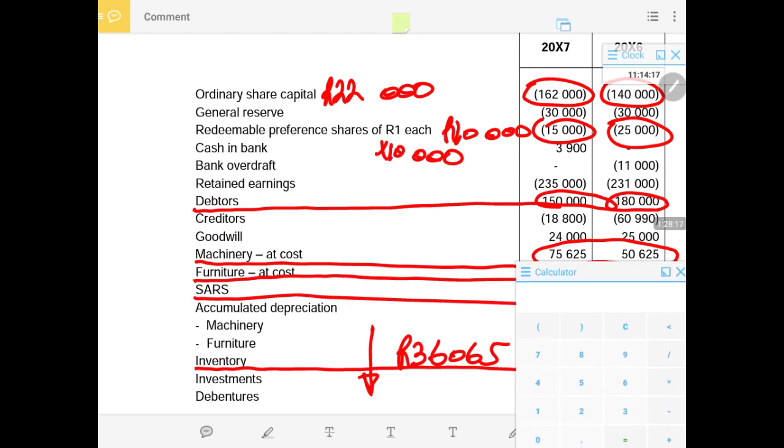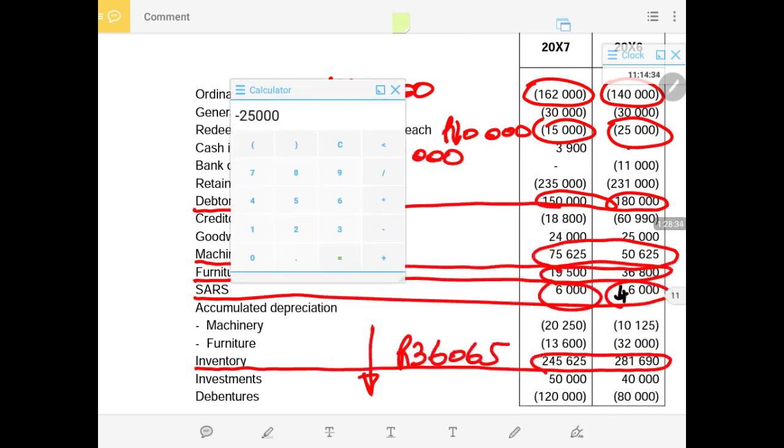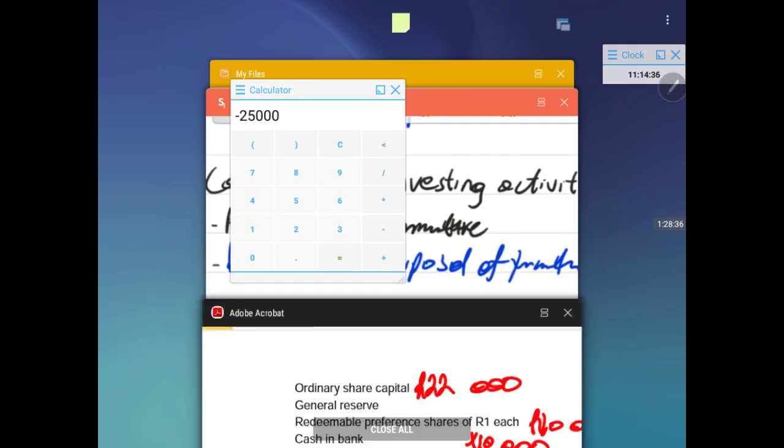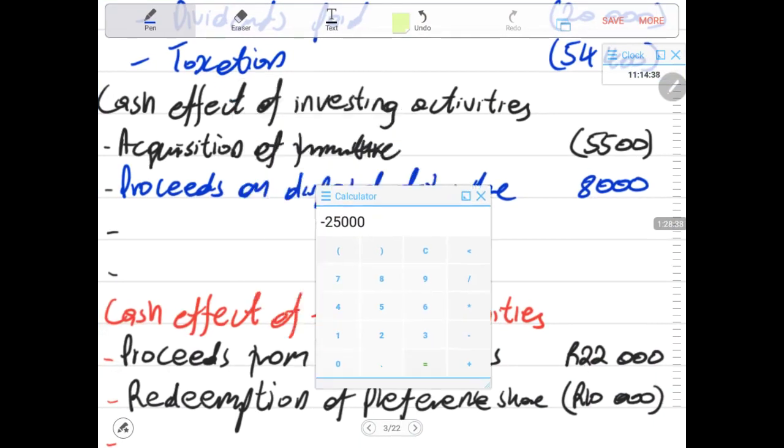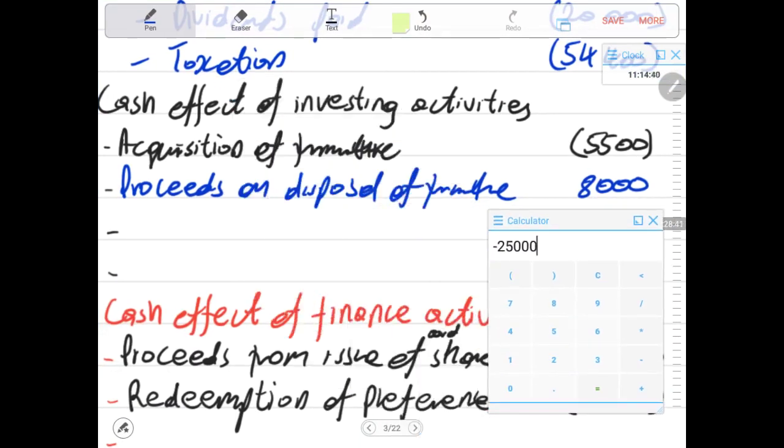Previous year, machinery, we had 50,625. Current year, we have 75,625. That means we bought machinery that cost the company 25,000, and we assume that it was bought for cash. That is the only assumption we have. There's no other assumption. We assume that everything was bought for cash.